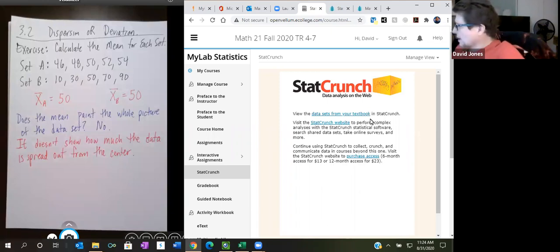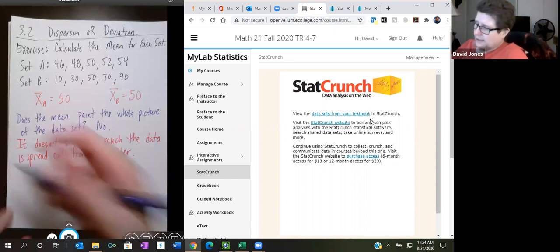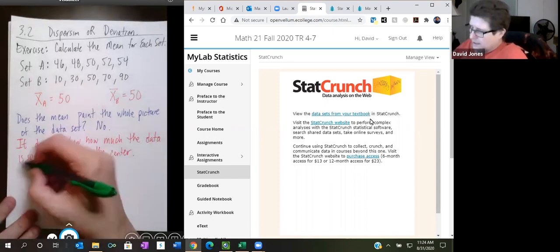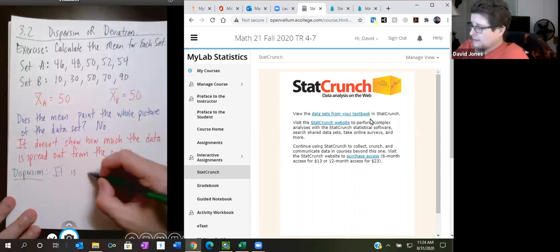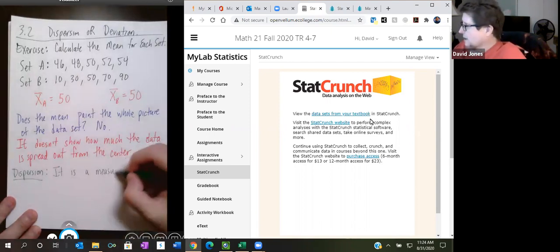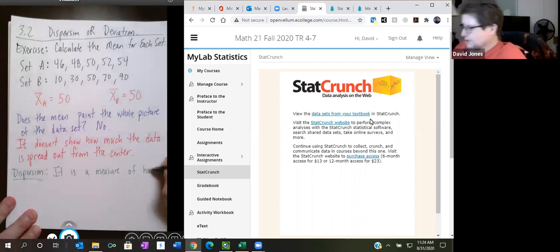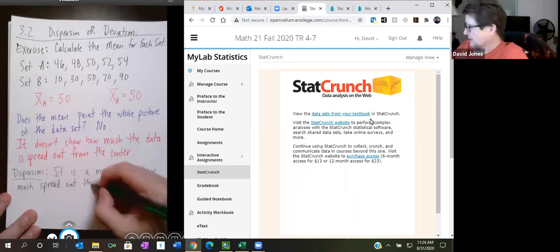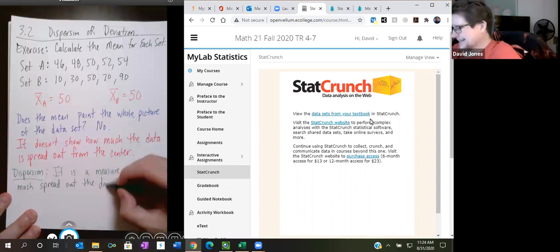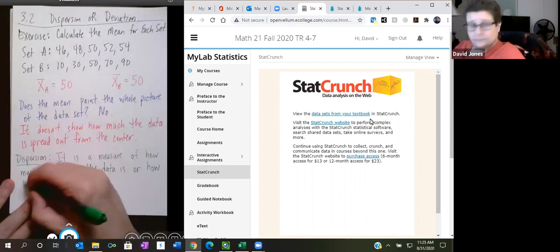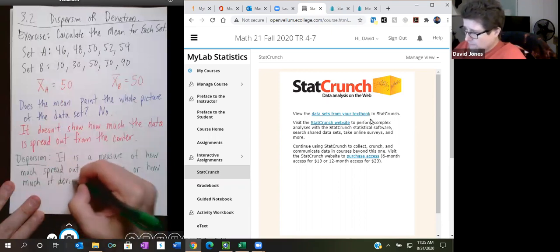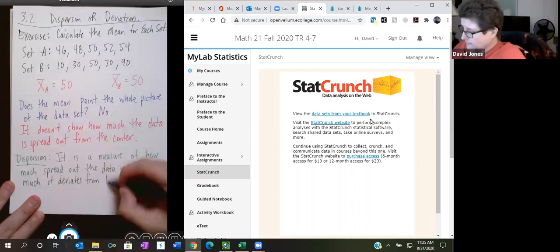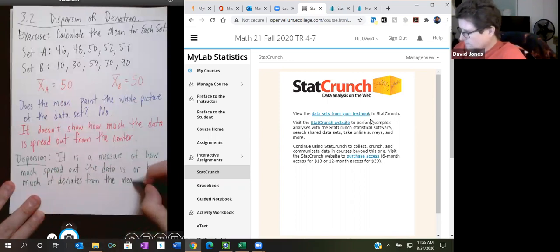Okay. That's the idea of dispersion. When we say dispersion, it's a measure of how much spread out the answers are, or how much spread out the data is, or how much it deviates from the mean.